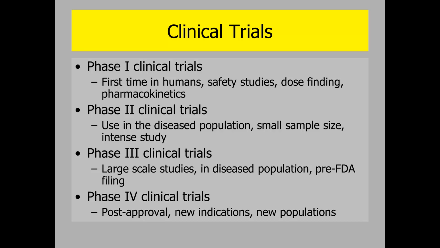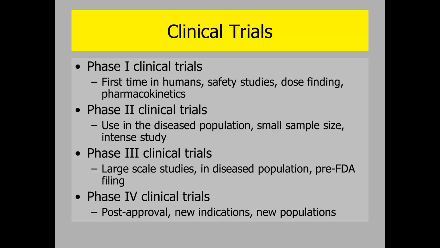In phase 3 clinical trials, there are large-scale studies. Thousands of people are taking the drug in the phase 3 clinical trial, and those individuals have the disease that you're trying to treat, but this is still pre-Food and Drug Administration filing. So you would rather have the drug fail early in its development, not late in development, because you're spending hundreds of millions of dollars on those phase 3 clinical trials.